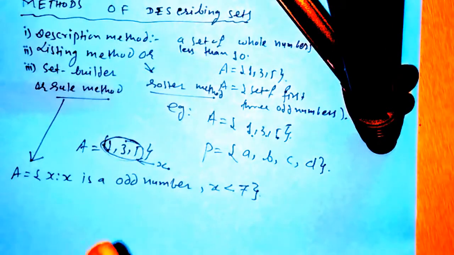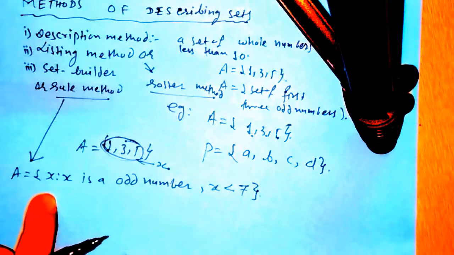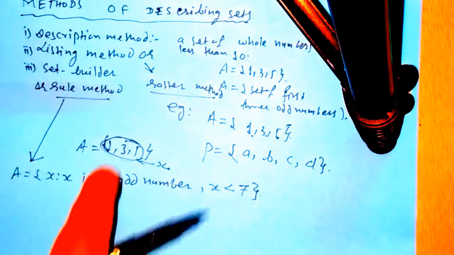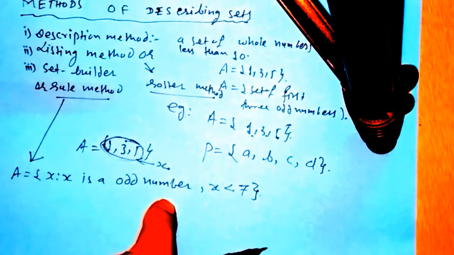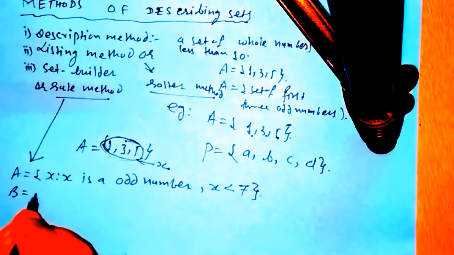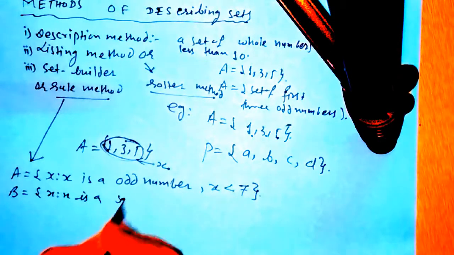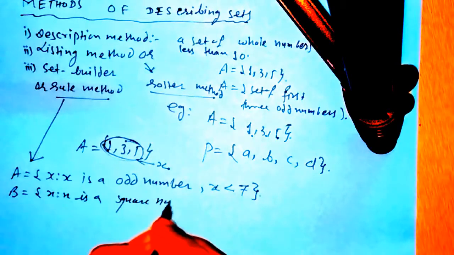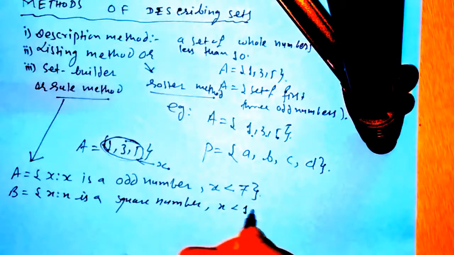So by forming a rule, we suppose all the elements of a set by a variable like x, and the general property of that variable we write like this: x such that x is an odd number where x is less than 7. Another example, B is equal to {x such that x is a square number where x is less than 100}.